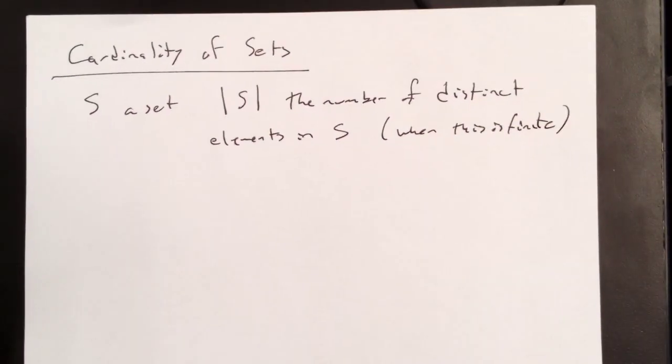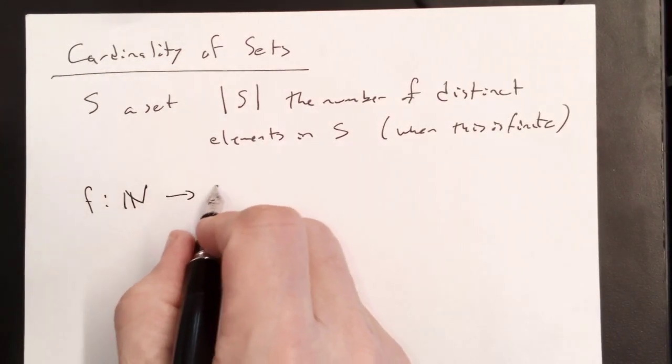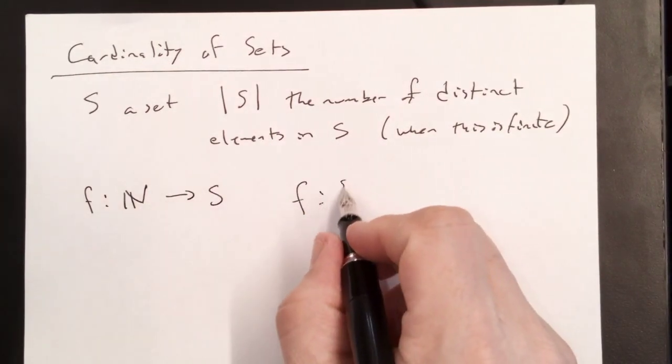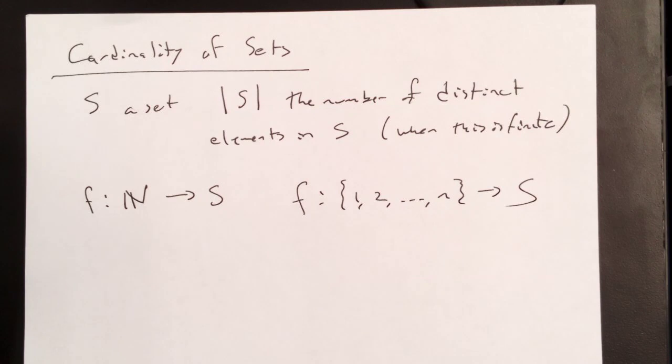But really, what we're describing is a function. A function that counts the number of things in S. And depending on the way we want to do it, we could think of that function as having the domain 1 through n, or the domain of the entire natural numbers. Here's the first thing, the second thing, the third thing, and so on.